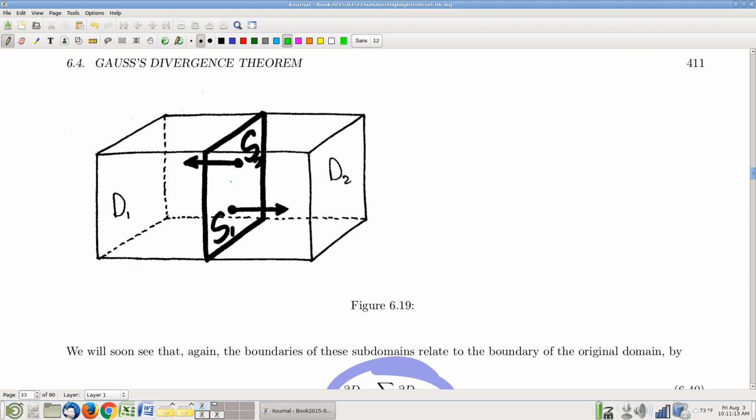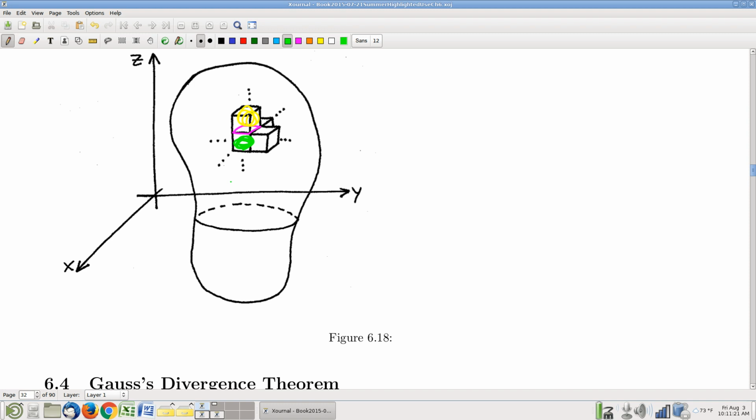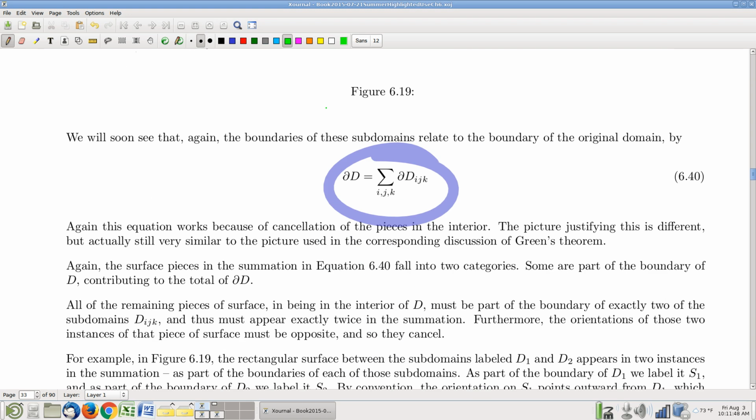The only pieces of surface for which we don't have this picture are the pieces of surface that were not created by our slicing, just the pieces of surface that were there in the first place, like a piece of surface there, a piece of surface there. There is nothing on the other side. It's part of the boundary of this solid there, but there's nothing on the other side. There's nothing to cancel it. Okay, so boundaries accumulate.